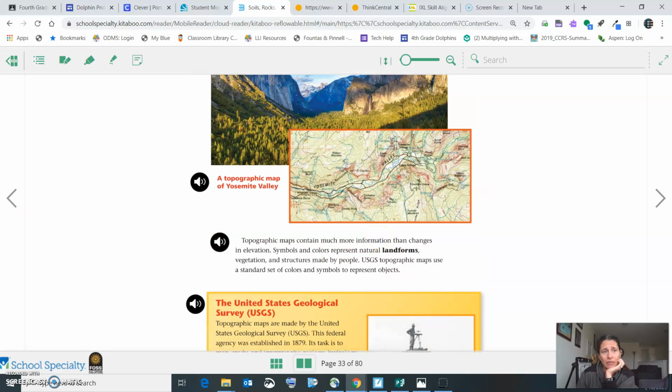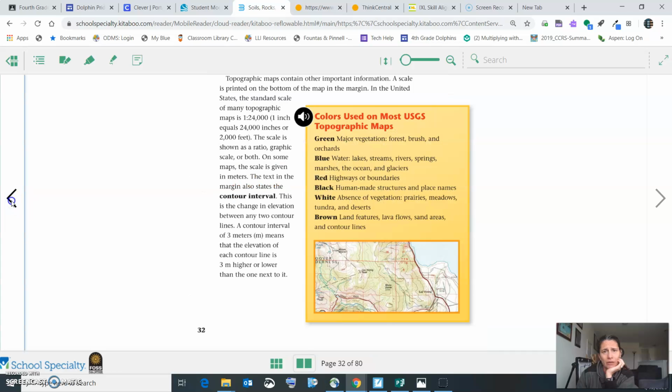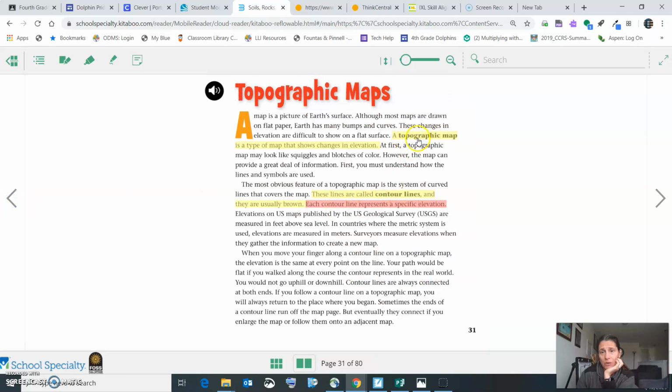So remember, the one thing that I wanted you to know from our other page was what a topographic map was, and I think this is important too: the contour lines, and each of the lines represents a specific elevation.